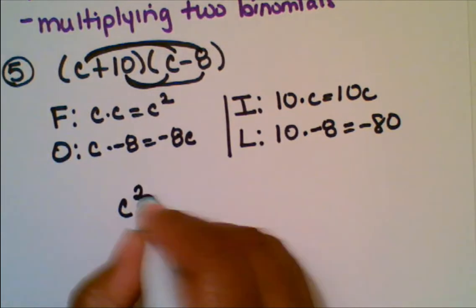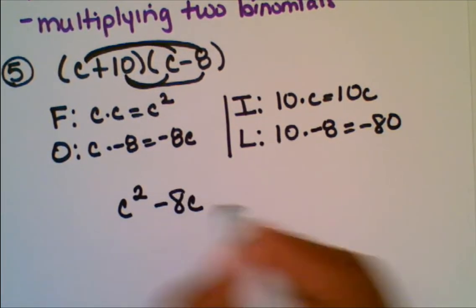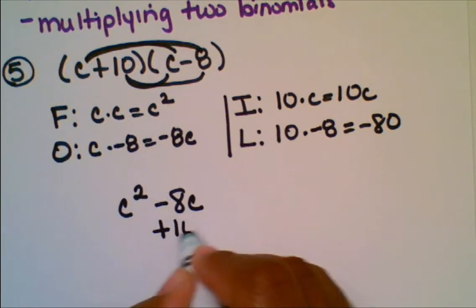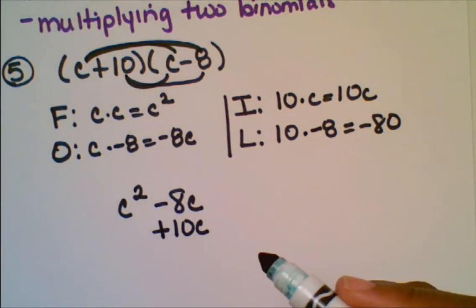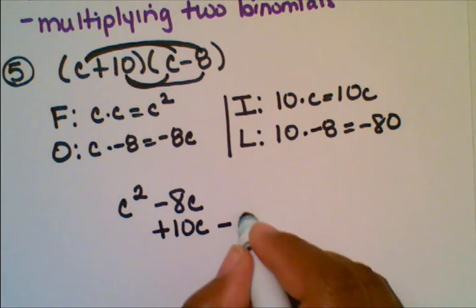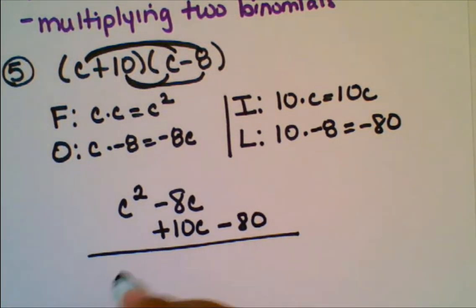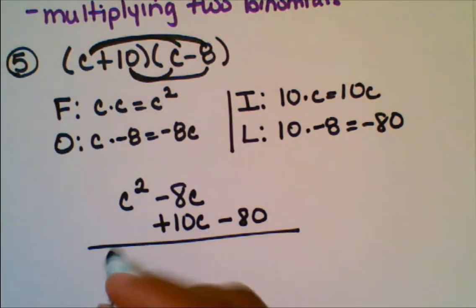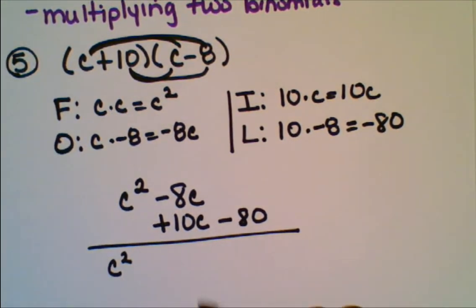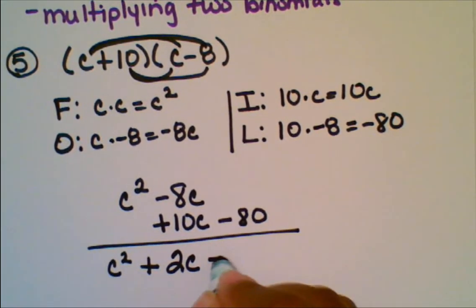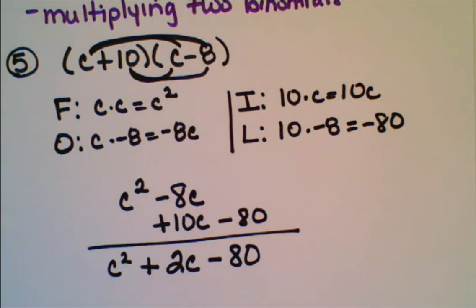So what we're going to do next is bring together our terms. We have C squared minus 8C. And you notice we have some like terms, so I'm going to write the 10C under the minus 8C, they're like, and then minus 80. Add those together, and we have our solution: C squared plus 2C minus 80.